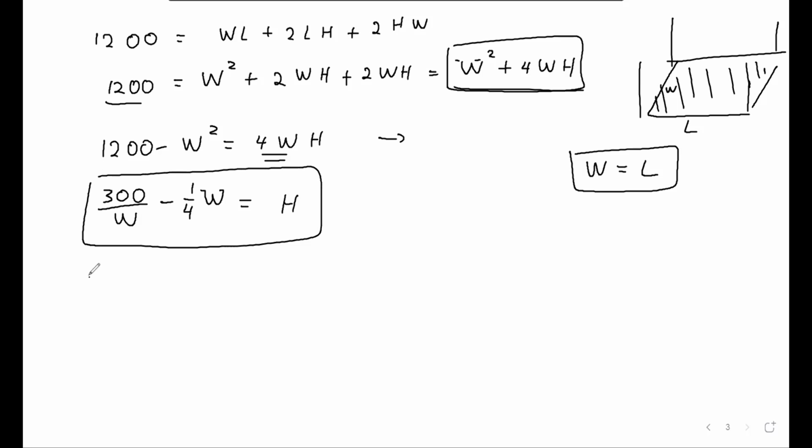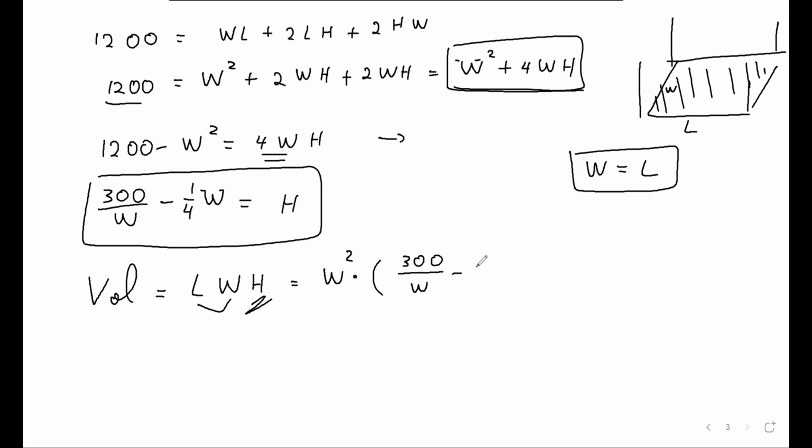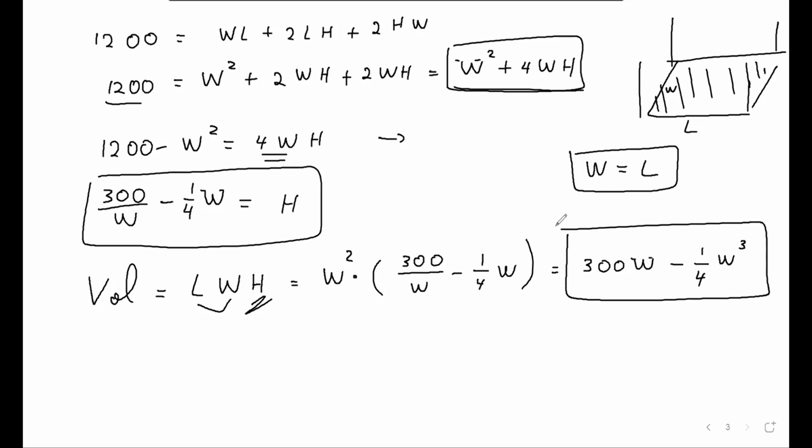And I'm going to write the volume that I want to maximize. The volume was, remember, LWH. And because L and W are equal, it's going to be W squared times H, and H can be found from the formula above as 300 over W minus 1/4 W. So this is going to end up to be 300W, since W squared over W is just W, minus 1/4 W cubed. So this is the function that I want to maximize, folks.